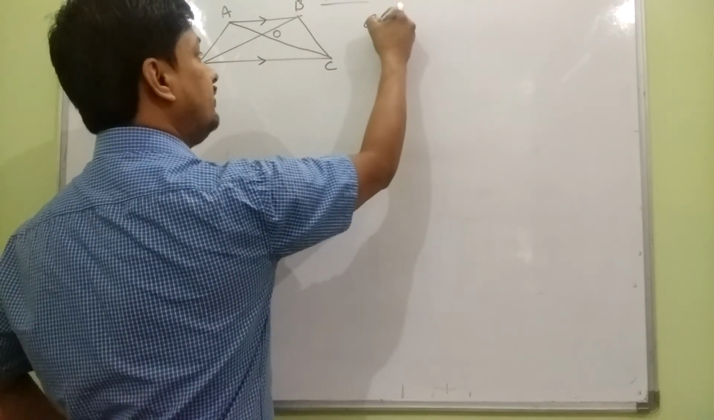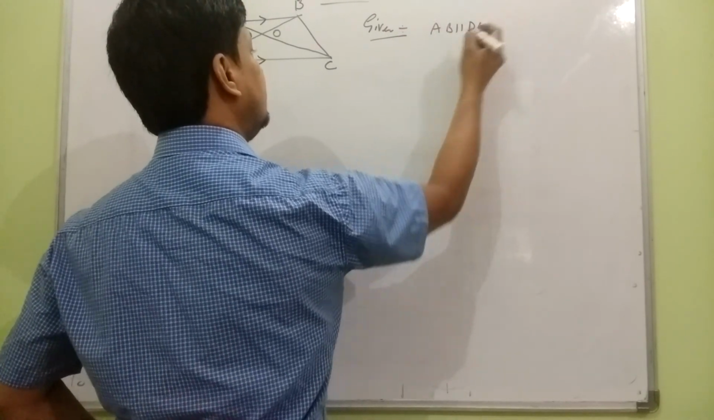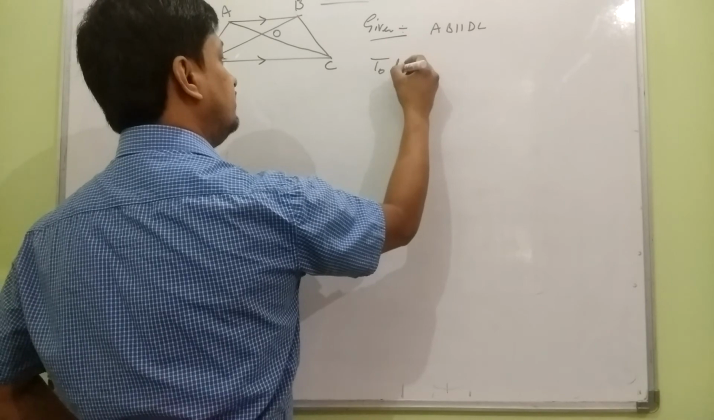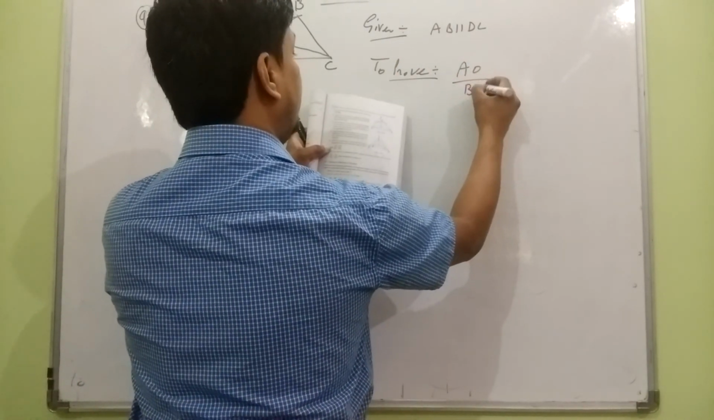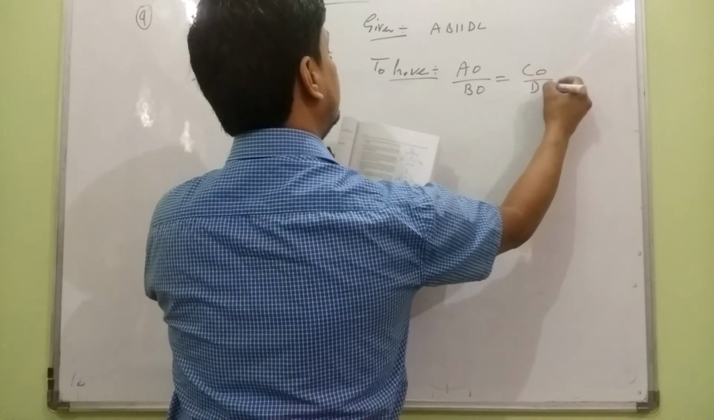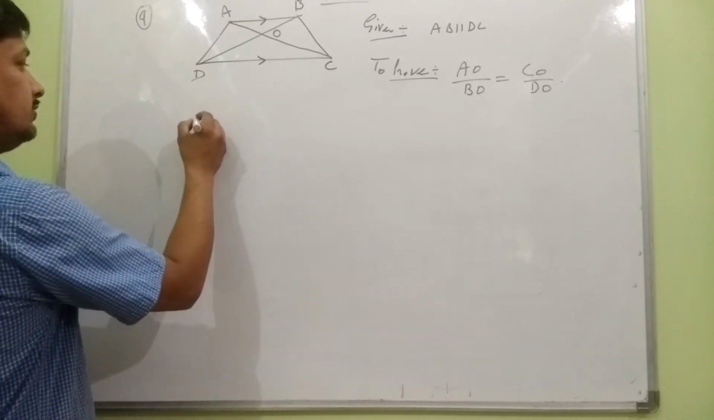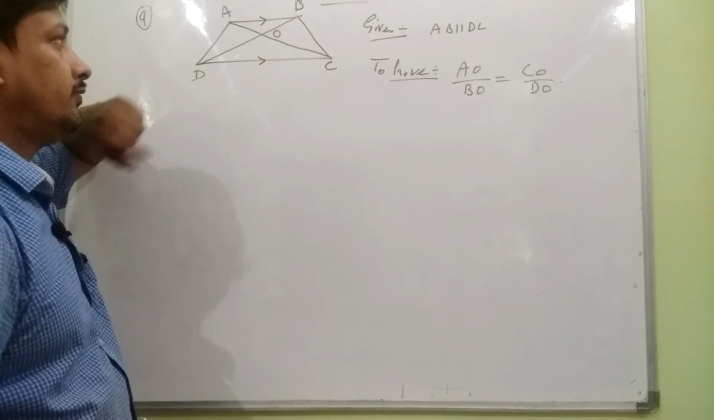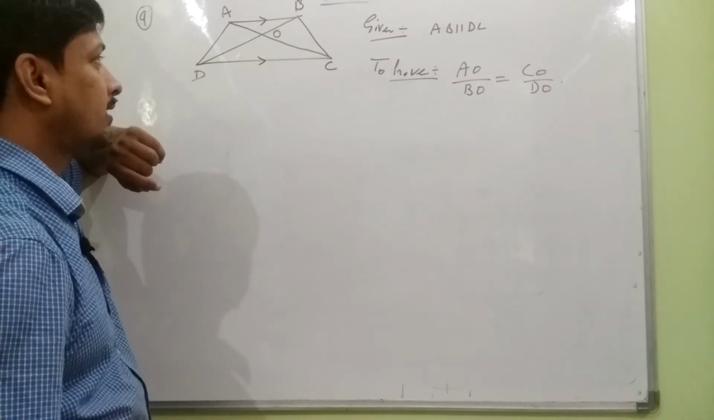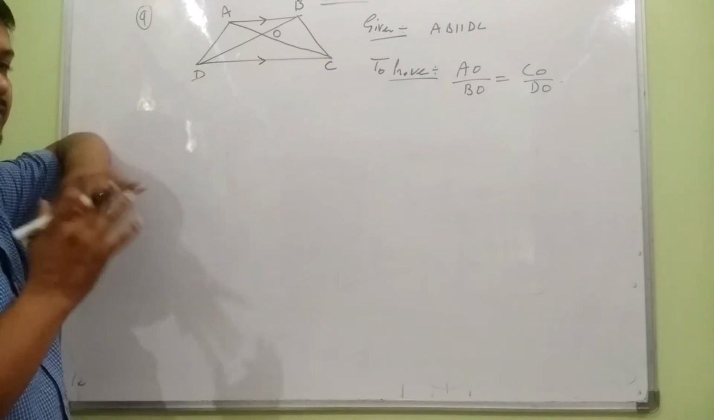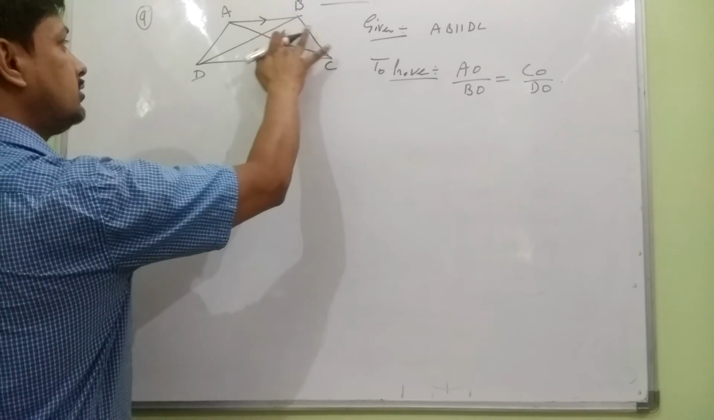So what is the thing given to us? We are given a trapezium in which AB is parallel to DC. And what is to prove? We have to prove AO upon BO is equal to CO upon DO. So dear students, for this we know we have many triangles, but we do not have the appropriate condition to apply BPT. So for that we have to do some construction.